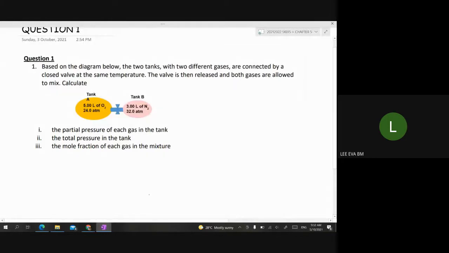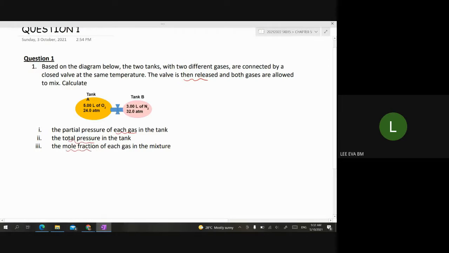Okay, so interpret the questions first. Based on the diagram below, the two tanks with two different gases are connected by a closed valve at the same temperature. The valve is then released, and both gases are allowed to mix. So you need to calculate the partial pressure for each gas, the total pressure, and the mole fraction.